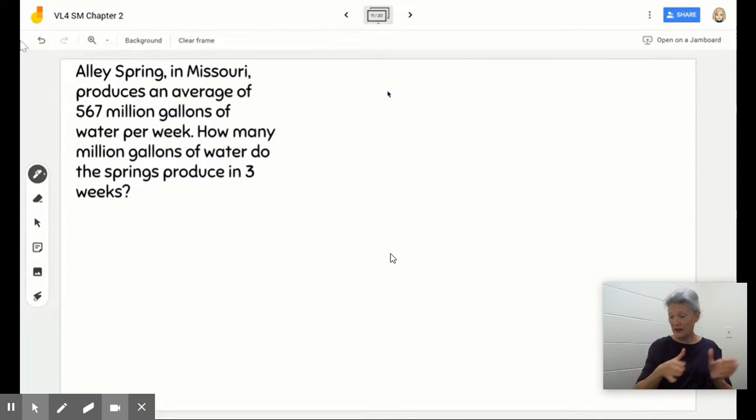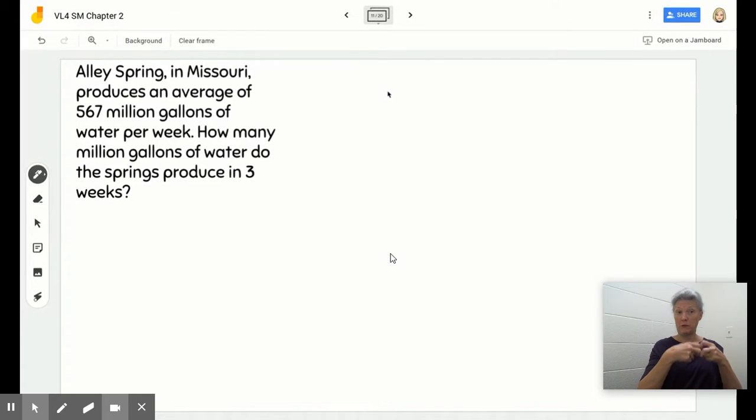I'm going to go ahead and just read through our word problem first, and then we'll talk through our strategies. Alley Spring in Missouri produces an average of 567 million gallons of water per week. How many million gallons of water do the springs produce in 3 weeks?